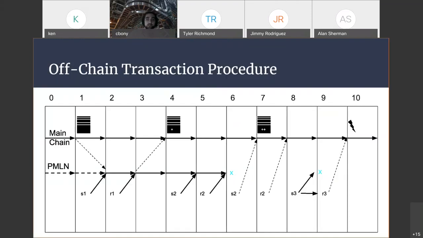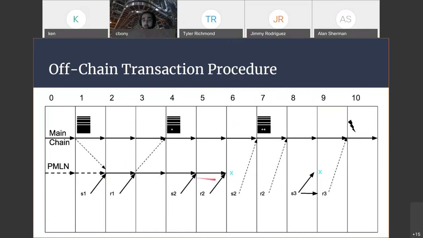So what does this look like over time, of course? For example, we have a main chain defined by this line up here, and here's the PMLN that's generated for a short period of time. Here's the initiating contract for the PMLN that spawns the PMLN. Now some sender transacts with the PMLN to initiate the sending, and some receiver transacts to sign the contracts they've been sent by the sender. That transaction is then sent back to the main chain.